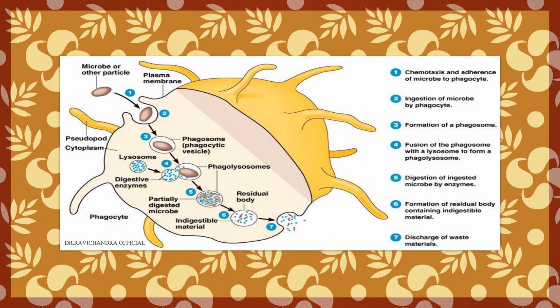So this picture is also showing the phagocytosis: chemotaxis and adherence of the microbes to phagocyte, ingestion of the microbe by phagocyte, formation of a phagosome. This phagosome when combined with a lysosome will result in formation of phagolysosome, and there will be digestion of the ingested microbes by phospholipase enzymes and other enzymes, and there will be formation of a residual body containing this indigestible material, and discharge of this waste material will happen after this process.